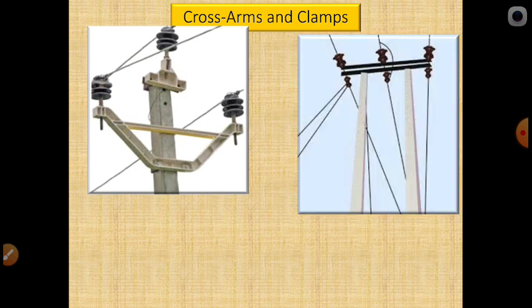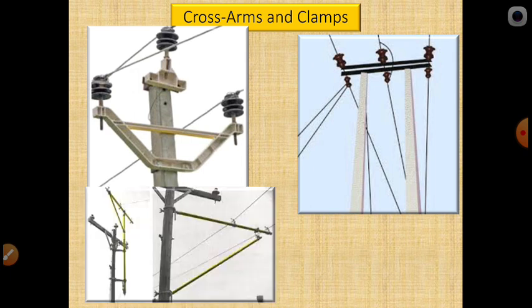Now you can see another example. Here is an H type structure where a cut point is required, and some jumpers are provided. This first case is a normal running condition, where at the cut points, every fifth pole there is a possible cut point. This is also a straight cross arm, and here is another cross arm. Generally you can observe this type of cross arm in railway traction.